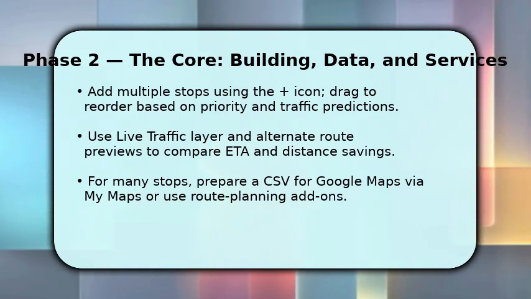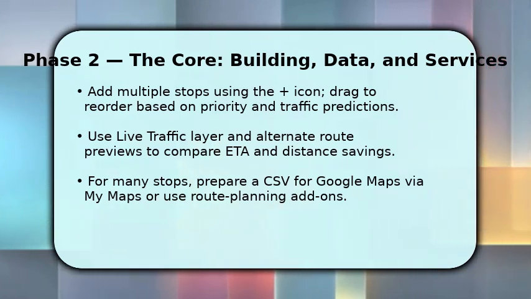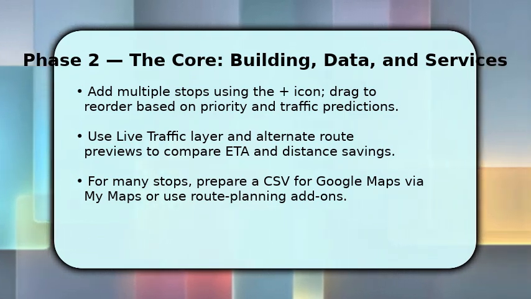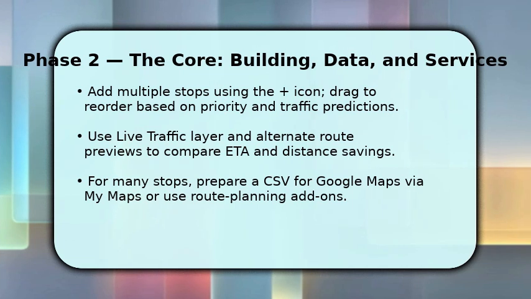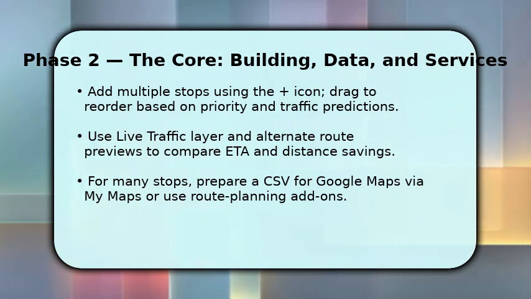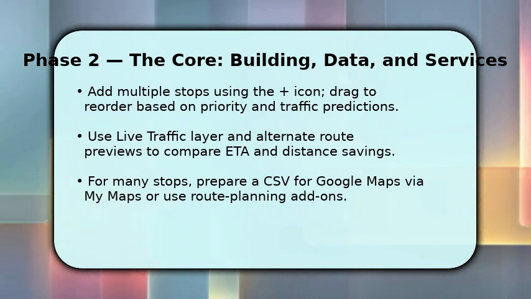Next, you add and optimize stops. Tap the plus icon to include multiple addresses, then drag them to match your delivery priority. Once added, use the live traffic layer and preview alternate routes to see ETA trade-offs. Choose the route with fewer stops on congested segments.